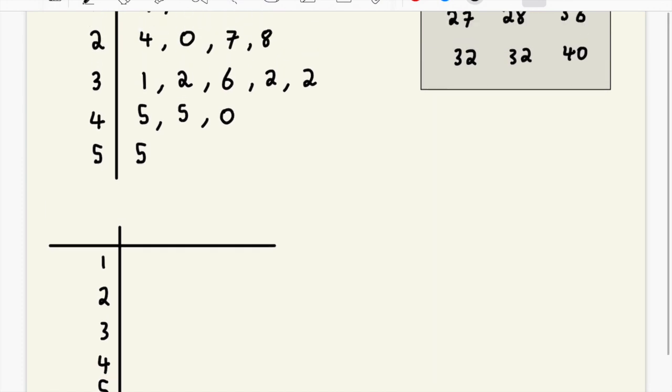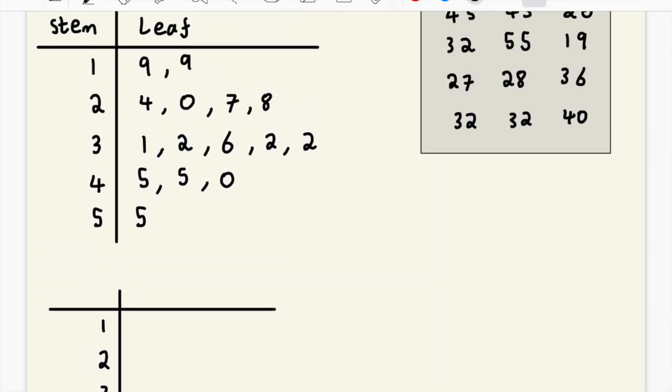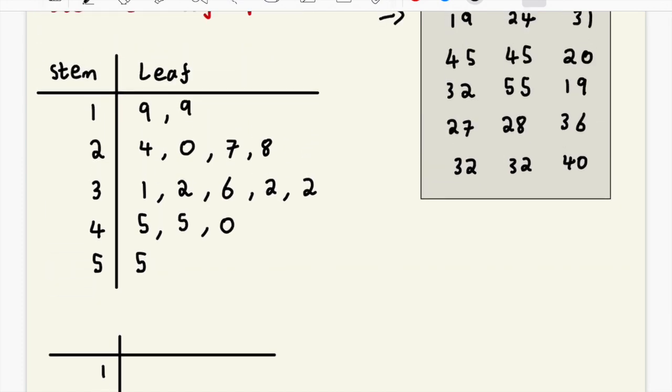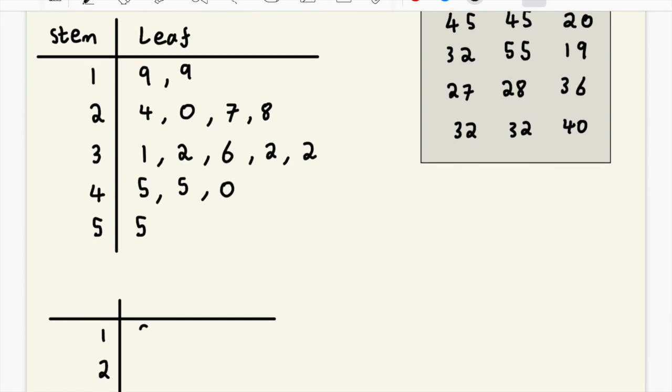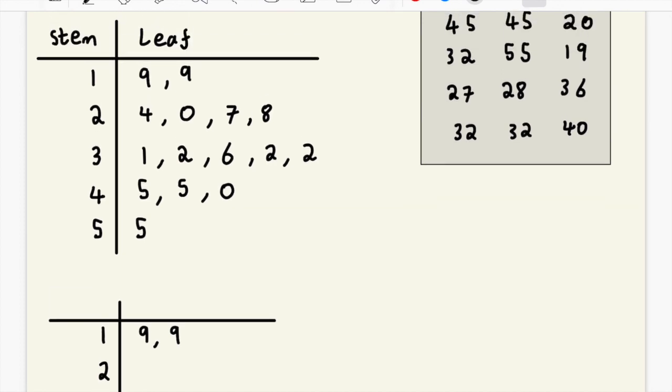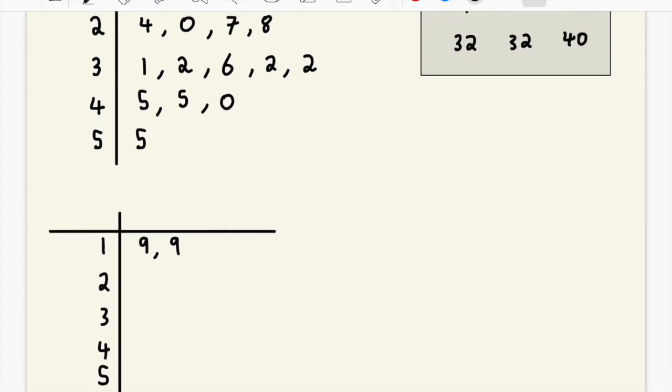And then again we're going to start with our tens. So in our tens we have two 9s. So they're the same numbers, so it doesn't matter what order they're in, so we're just going to put those in as they are, 9 and 9, and that's our two 19s. Then for our 20s, we have 4, 0, 7 and 8. So we just want to put those in numerical order. So we'll have 0, 4, 7 and 8. So now we have our 20, 24, 27 and 28.